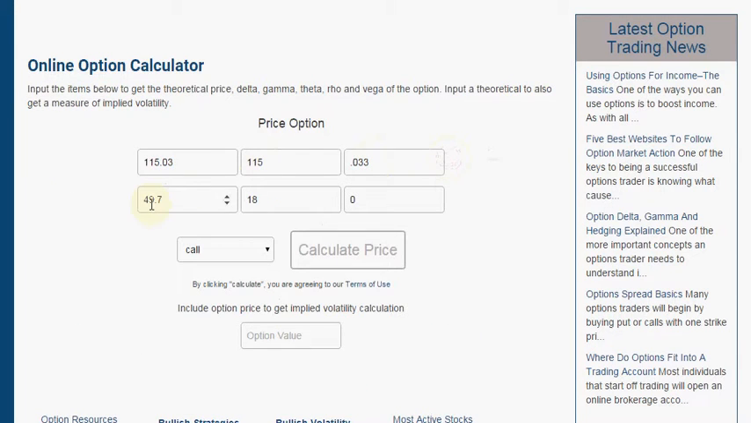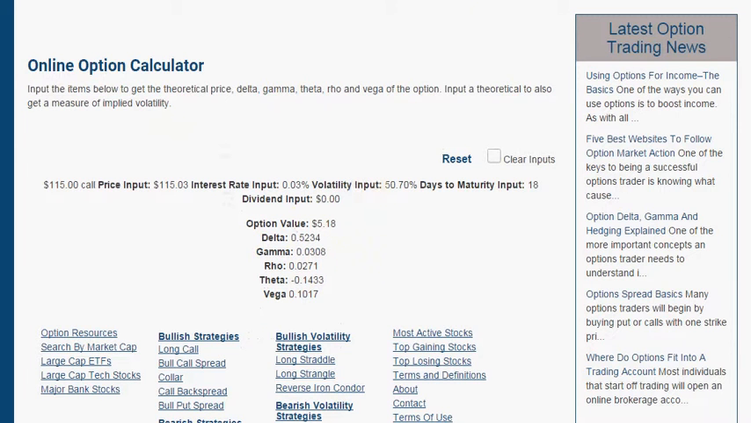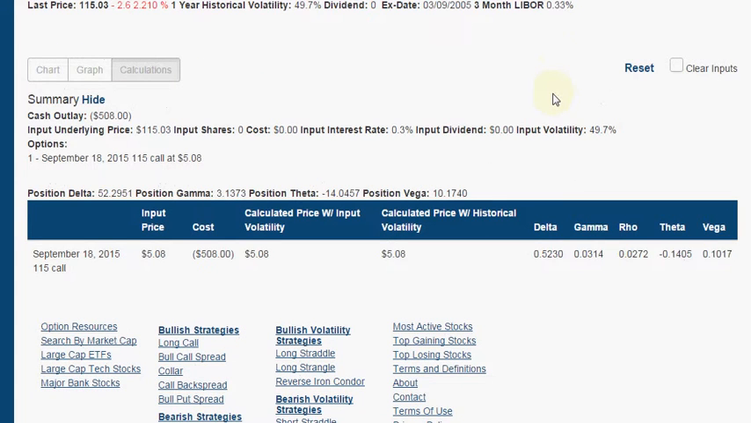Now, if I change the implied volatility input, and then calculate the price, we come up with 5.18. So that's going to be a 10-cent move in the option value. As we know, each option represents 100 shares, and that's going to be approximately the $10 move in the value of our position, represented by the position Vega.